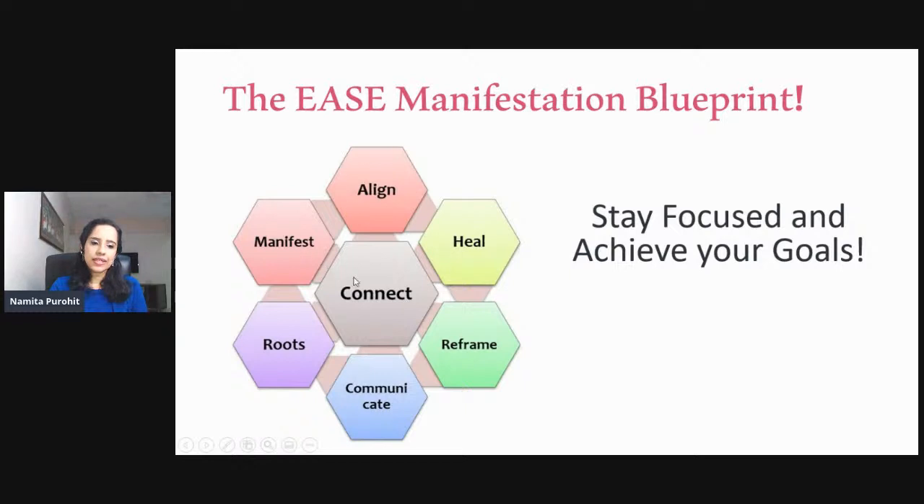And if you see, everything is interconnected over here. It's all woven together. It's not like each stage stands independently of the others, right? All of these stages are woven together with each other, and we start with the connect phase. We go to align, we come back to connect, we go to heal, we come back and do even deeper work with connecting ourselves. We go to reframe for a long time, then we again come back to connect, then we learn how to communicate our emotions, and then we again come back to connect, and then we go to our roots and come back to connect. So that's how this whole process is intertwined.